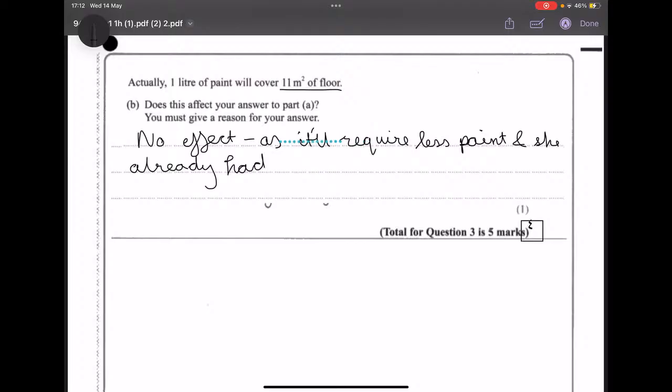So it won't affect, rather she'll have more paint left over. This is only 1 mark, and most likely is 1 mark for the answer and the reason. It does not have to be a calculation, or a very detailed answer.